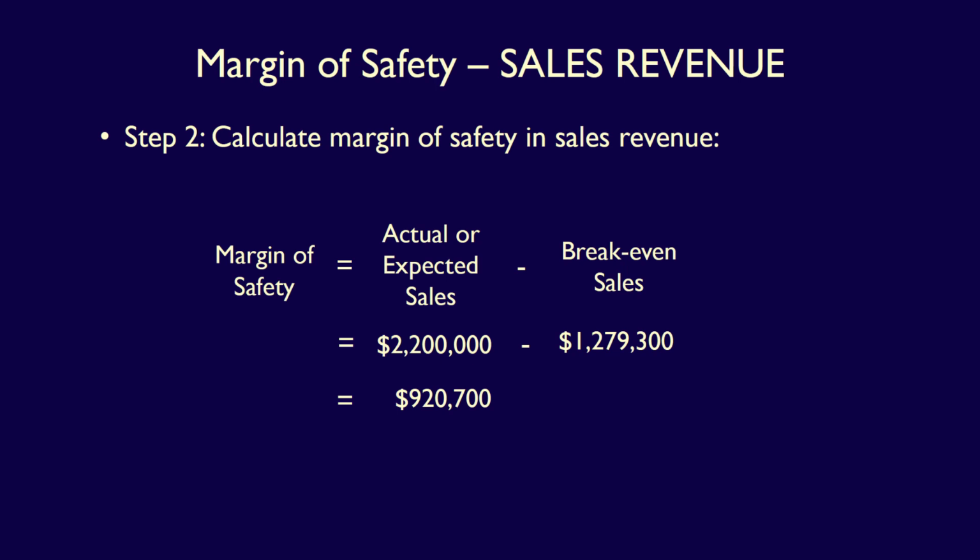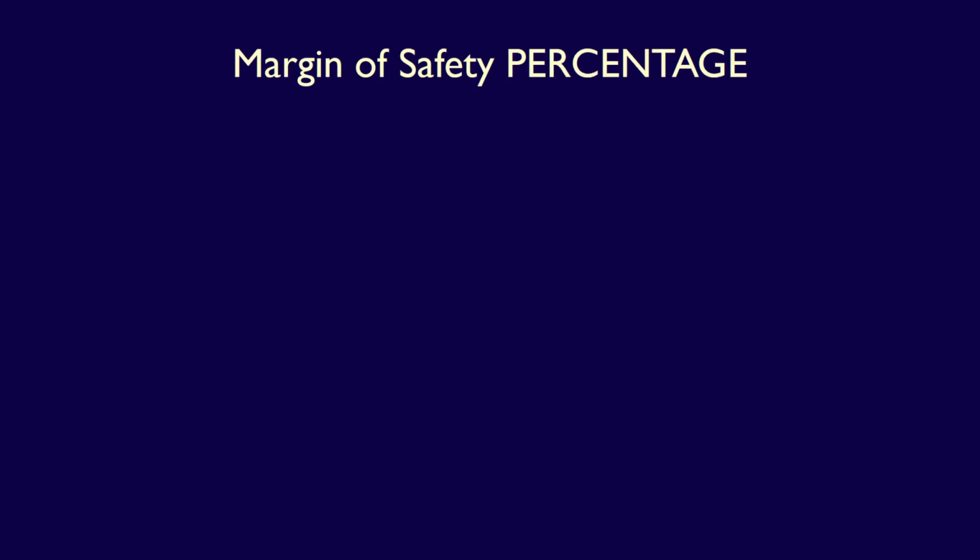This means that sales would have to decline by almost $1 million before the company would suffer an operating loss. Again, we're demonstrating the low level of risk that David Inc. is exposed to, if their actual level of sales revenue is $2,200,000. However, what if management would want to have a better understanding of how safe they actually are? They would then calculate the margin of safety as a percentage.